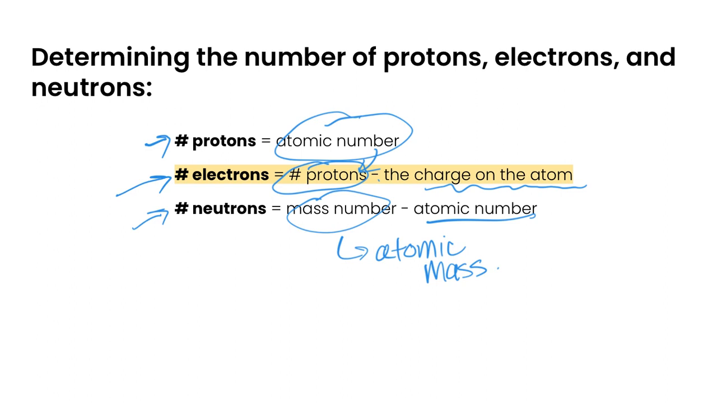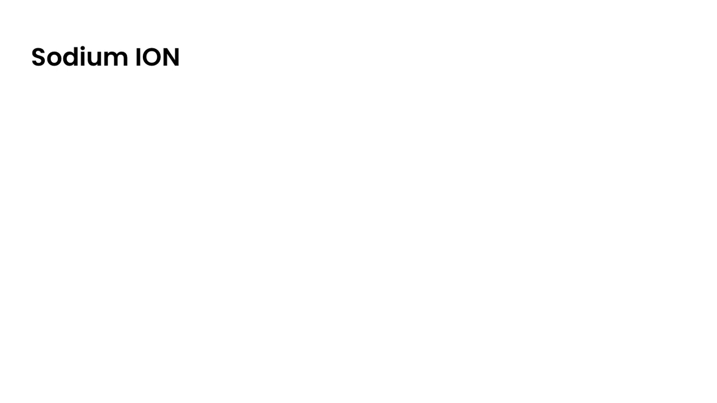So what we need to do now when we're creating Bohr-Rutherford diagrams is pay really close attention to what the question is asking, because we need to know whether we're drawing our Bohr-Rutherford diagram for an atom or for an ion. For an atom, the charge would be 0, so effectively that becomes the same equation that we had before. But if we have a charge now in an ion, we have to take that into account in terms of the number of electrons that we have.